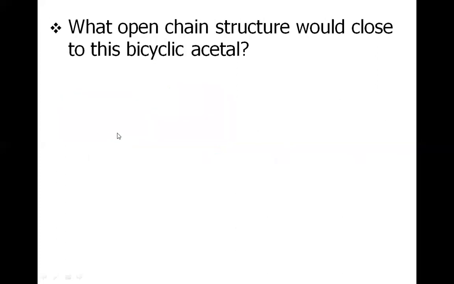Now let us take another case. What open chain structure would close this bicyclic acetal? Suppose this molecule, we have to find the starting material from which this molecule was made. You could consider this carbon, which is directly connected to two oxygens. Let us highlight this carbon. So this is basically a ketal carbon.